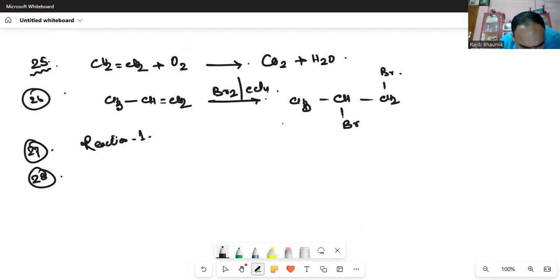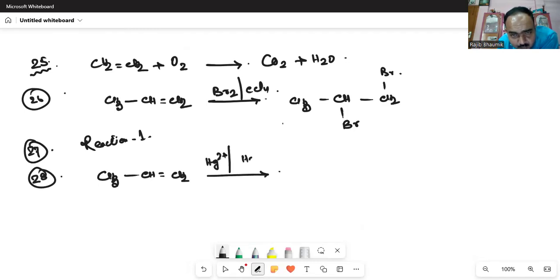Propyne is treated with water in presence of sulfuric acid and mercuric sulfate. Is very important. Hydrolysis reaction. NCERT में है. Again, we have done it in our classes also. This comes in the JEE many times. Hg2+, H2SO4. मार्कोवनिकोव एडिशन होगा इसमें वाटर का.